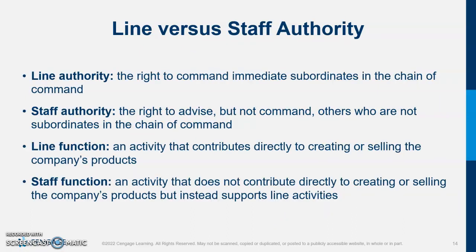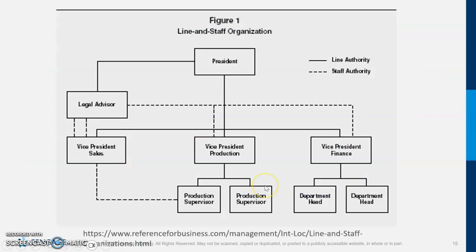We also talk about line versus staff authority. Line authority is when you have the right to command, versus staff authority, which is the right to advise. There's also a line function, which contributes directly to creating and selling products, and a staff function supports these line activities. And so here's an example. In this example, you can see that the president has the right to command legal, and that the vice president of finance has the right to command the department head. However, you can see that legal only has the right to advise everybody. They don't have any command within the organization, and so that's a staff authority.